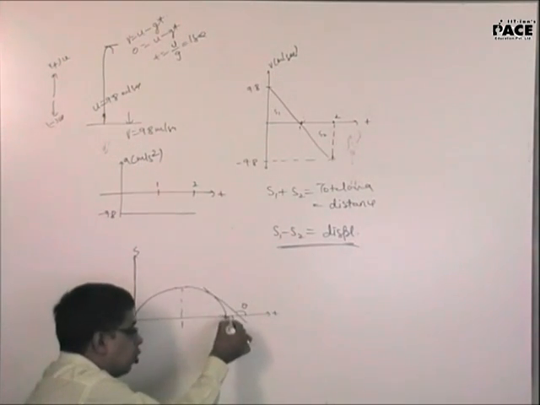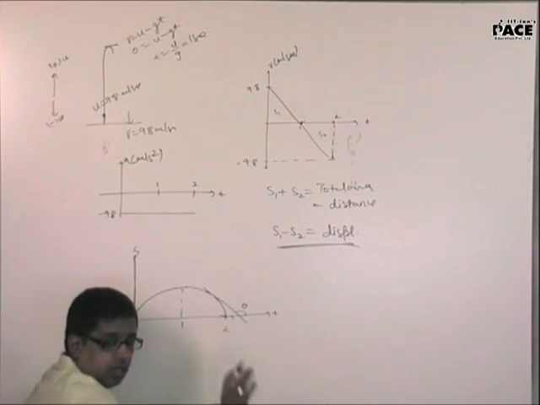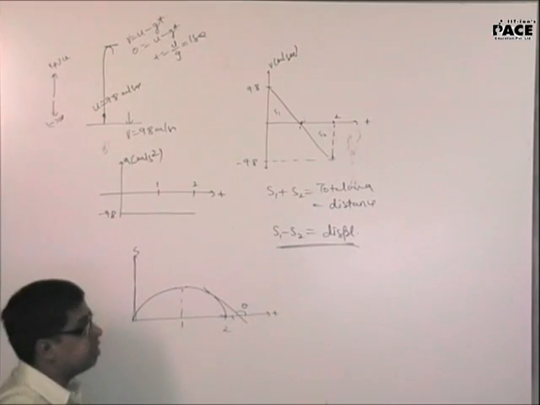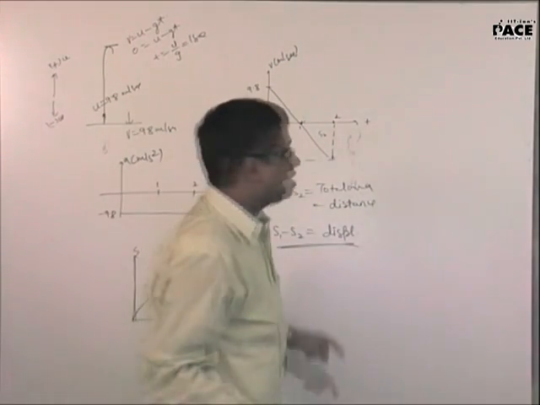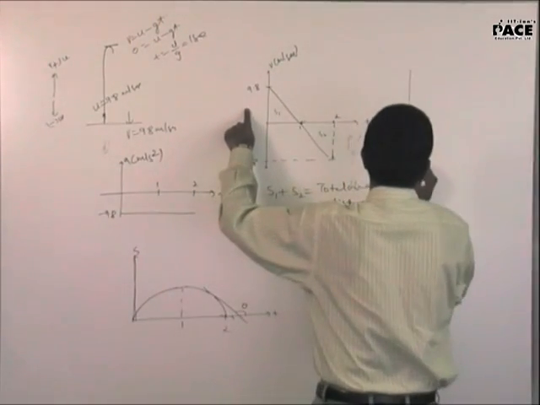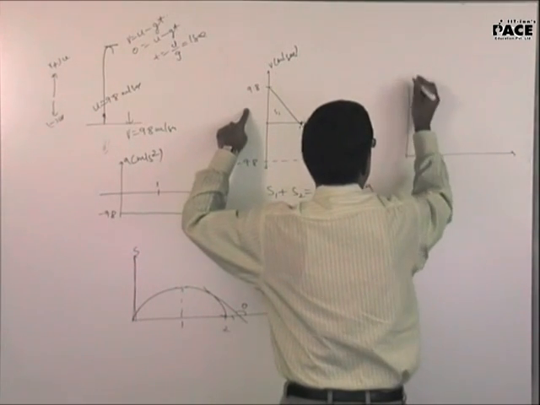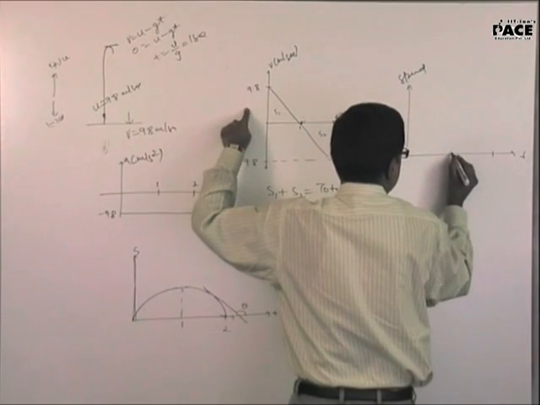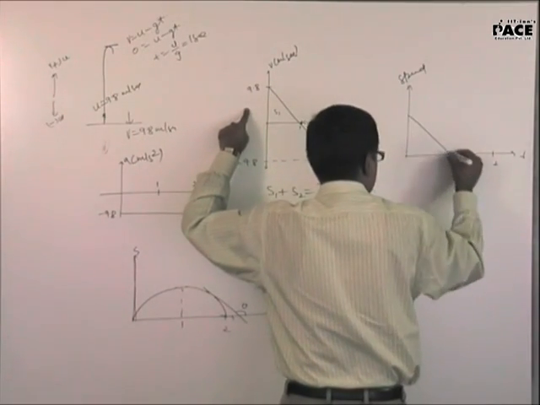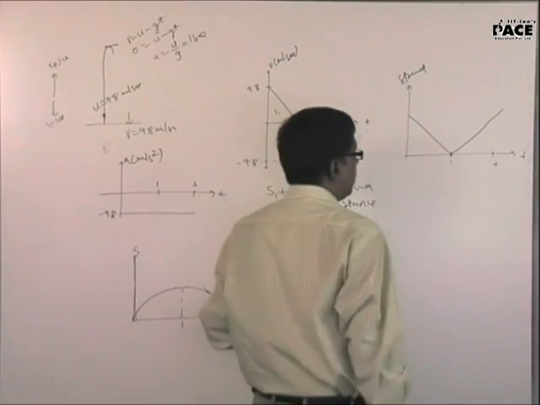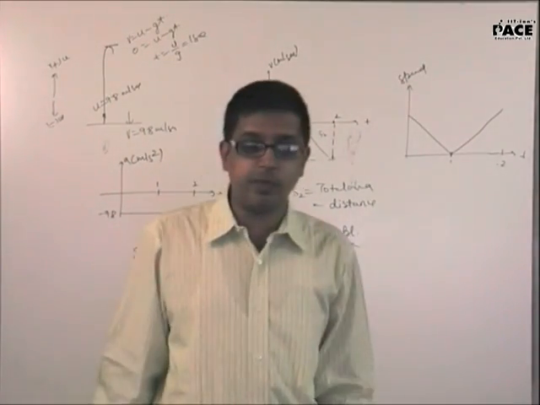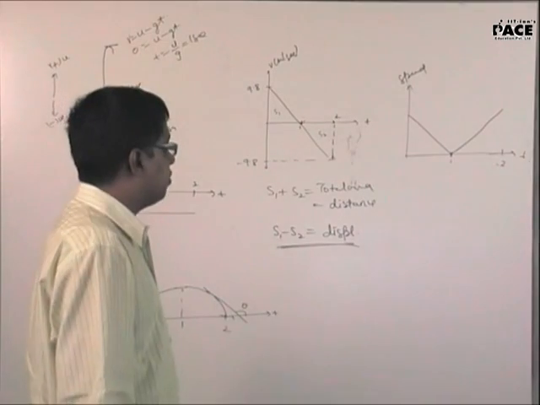For me, in this graph the slope is increasing. In this graph the slope is not increasing. Is that clear? Yes or no? Now the same thing: if I had asked for a speed-time graph, with 1 second and 2 seconds, undoubtedly it will come this way and this way. Speed-time graph is okay. He is not speaking about displacement-time. Speed-time, this would be the graph.